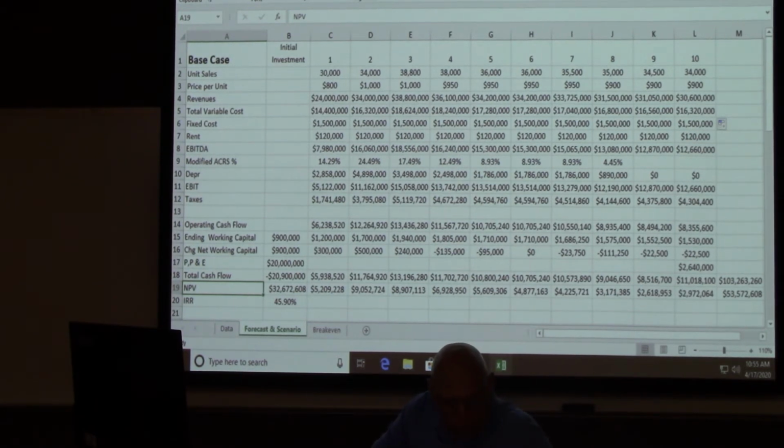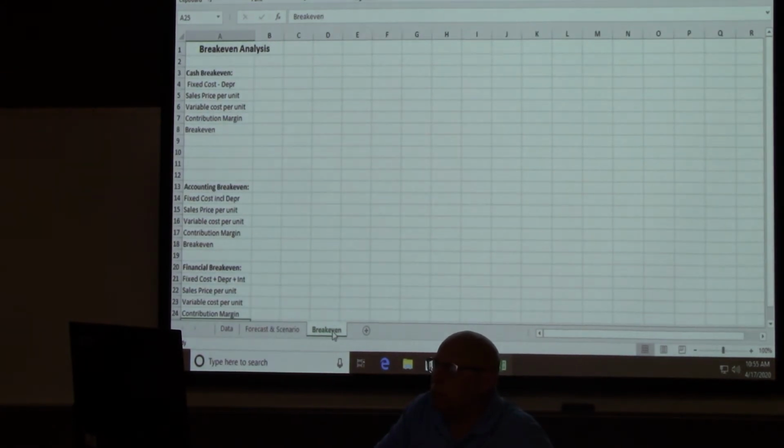Cash, accounting, and financial break-even. All right, so let's look at that. A cash break-even: the formula is you take your fixed cost less your depreciation and put it in the numerator. Then you compute your contribution margin, which is your sales price per unit minus your variable cost per unit, and you put that in the denominator.